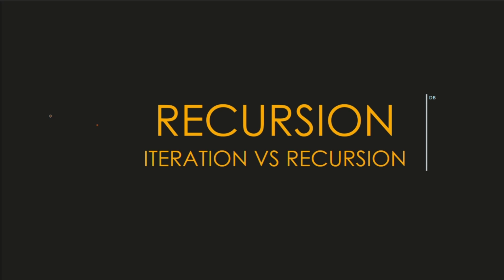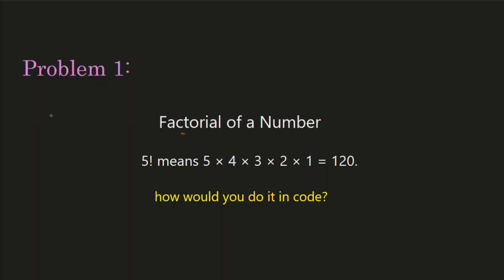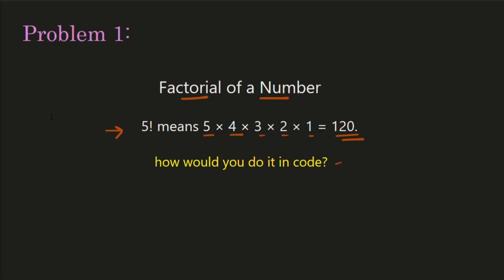Hey, let's now bring recursion to life by solving a couple of real problems. Problem 1. Factorial of a number. Let's warm up with something basic. Computing the factorial of a number. You've probably seen this before. 5 factorial means 5 times 4 times 3 times 2 times 1 equals 120. I ask you, how would you do it in code?